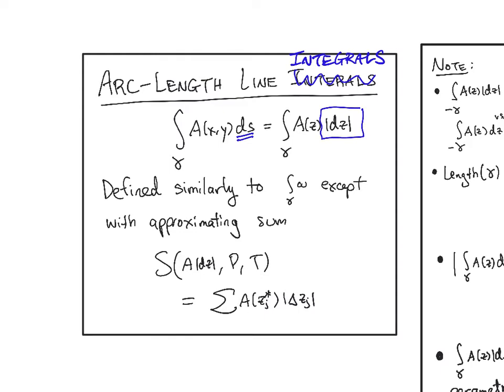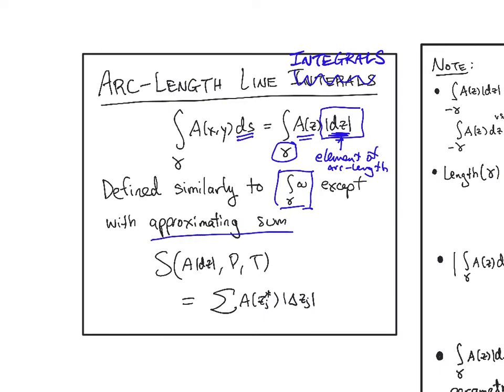But it'll be an integral over a curve of a function with respect to the element of arc length, as old books say it. So a small change in arc length instead of a small change in z. But luckily this is defined very similarly to our line integrals.